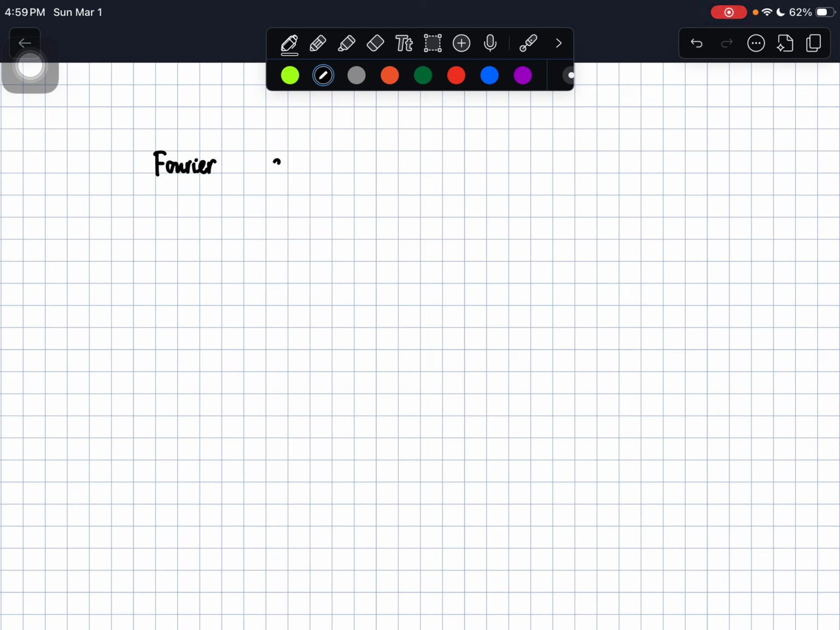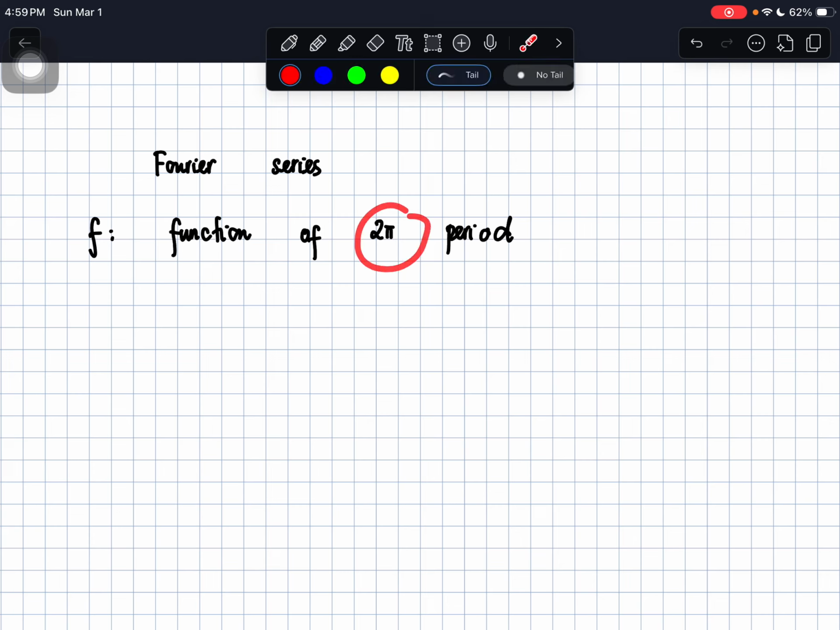Fourier series. And we will first work with functions of 2 pi period. Let me say f here, a function of 2 pi period. So it is not necessary that 2 pi is the smallest period. We can work with any function f which has period 2 pi.